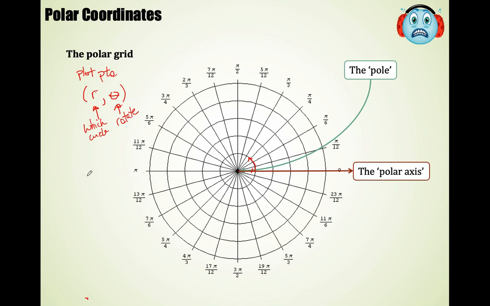If you have a negative radius, a negative radius means instead of going to the right, you go to the left and then rotate.